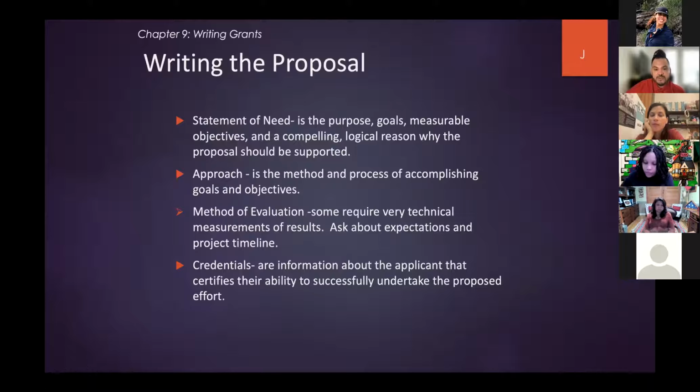So it's got to be super clear. It's got to be compelling, and there's got to be some measurable objectives to your overall work that you're trying to achieve. So again, this statement of need is super, super critical.